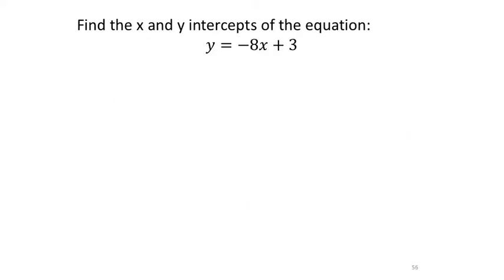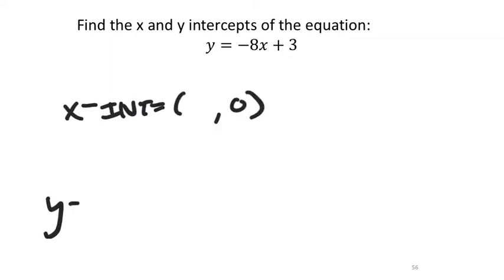So finding x and y-intercepts, this is what we call slope-intercept form. We may get to that, but we may not today. Doesn't matter. Remember, for your x-intercept, the y value is 0. And for your y-intercept, the x value is 0. Okay, but this is just setting us up to solve this one.